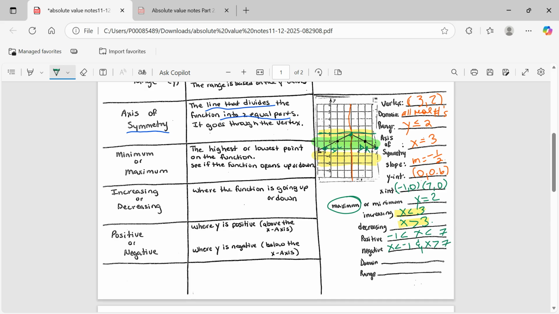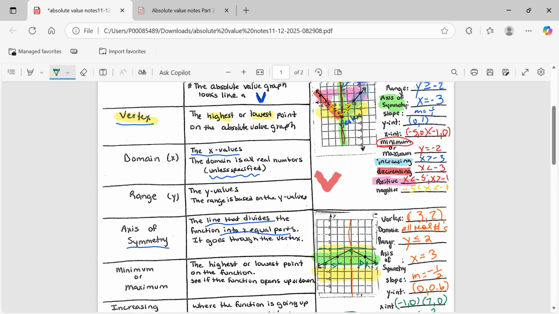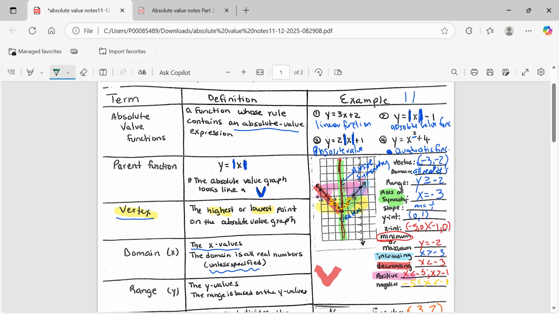Oh, and we've got it all. The domain is all real numbers, and the range is y is less than or equal to 2. All right, so these are your parts and areas of your absolute value function. Stay tuned for the next lesson where we actually graph them.